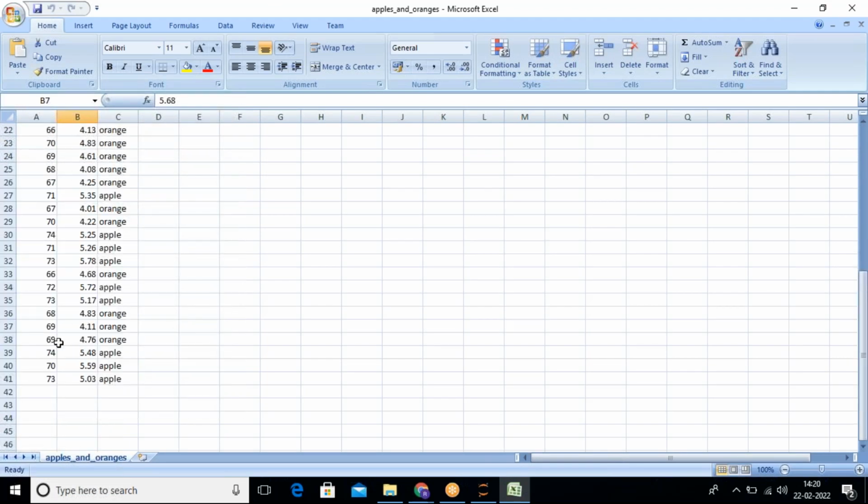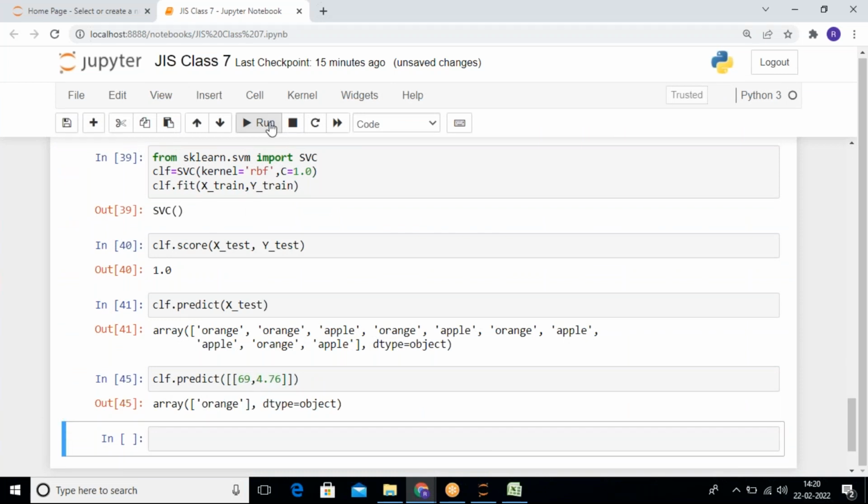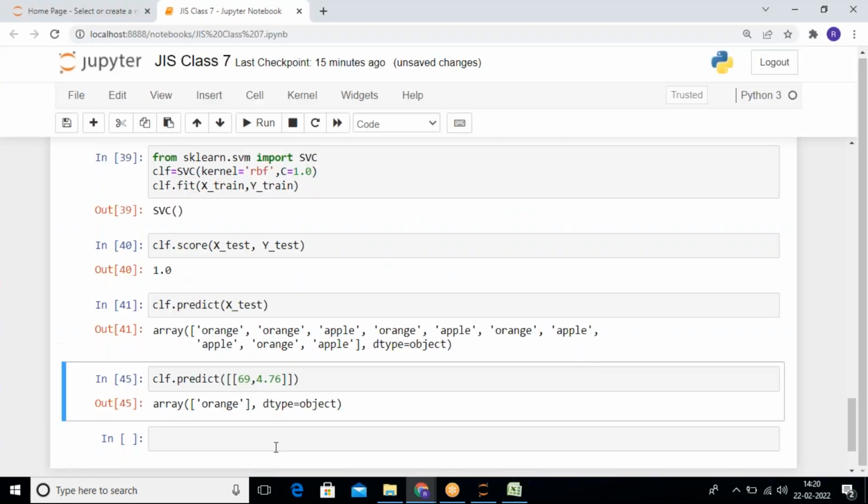Like this one, 69 and 4.76. See, it's giving orange. So I validated. My model is working 100% correct. Now you tell me the values, and that value I will take and it will give a prediction for an unknown one. That is actually called testing, basically.